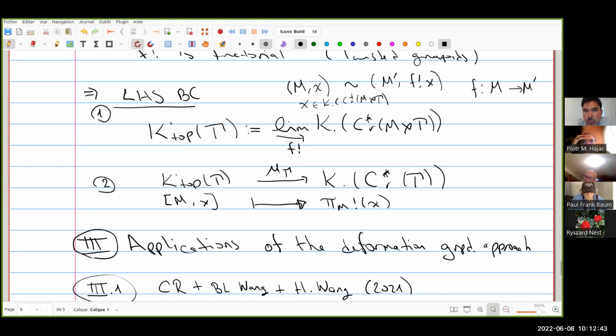So two cycles are equivalent. At the end, this is generated by that. So you have two different cycles here. Sorry, X is not in M. X is in the K theory of an X prime. Then they are related if you can find an M double prime.